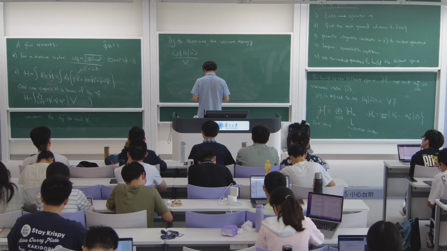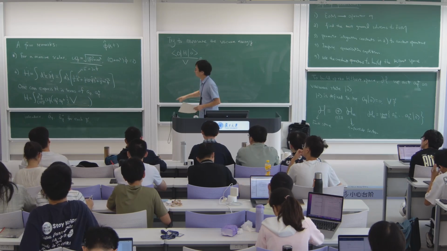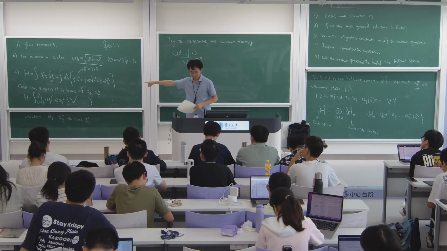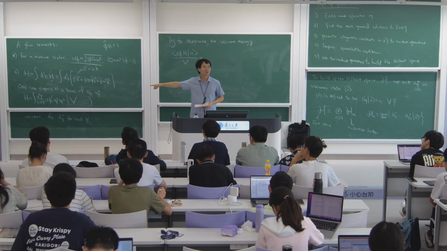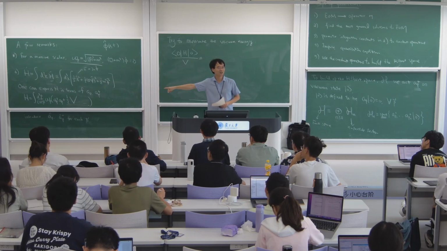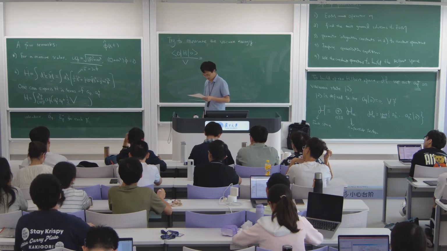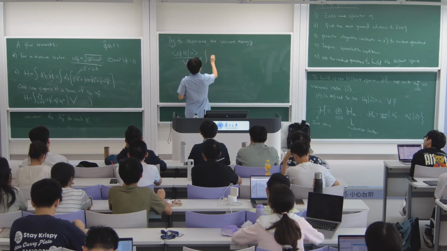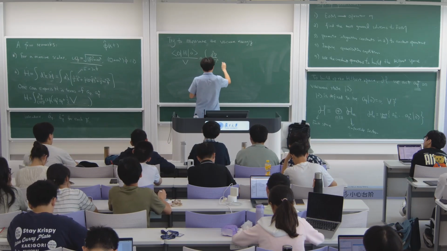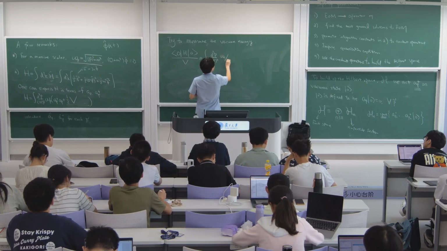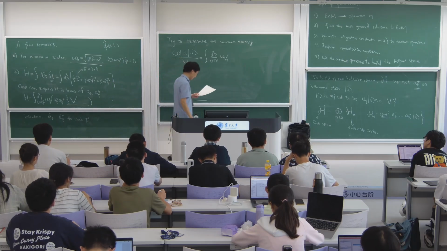And what is the result? The vacuum is annihilated by A, so the first term disappears. You get 0. You only have the second term, and you divide by the volume. So what do you get? You get this one, omega p divided by 2. Very simple.